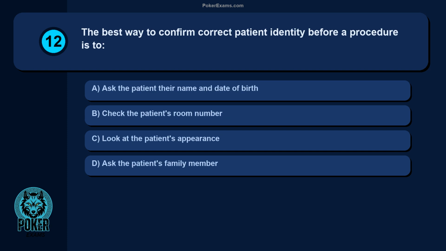Question 12. The best way to confirm correct patient identity before a procedure is to ask the patient their name and date of birth. Check the patient's room number. Look at the patient's appearance. Ask the patient's family member.